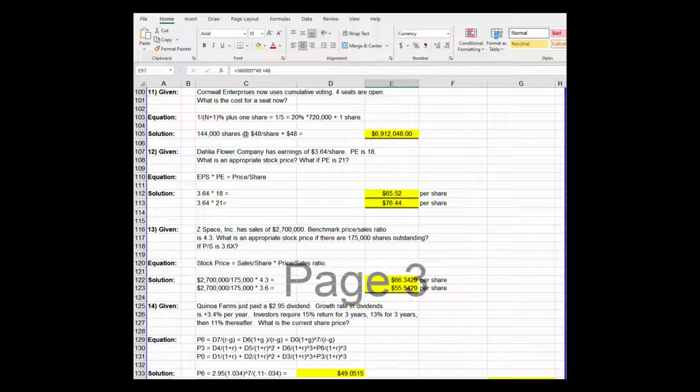If it's cumulative voting, like this company, Cornwall now is using cumulative voting. 4 seats are open for election. What is the cost now if you want to guarantee yourself a seat on the board? It's 1 over n plus 1. Turn that into percent plus one share. So 1 over 4 plus 1 is 1/5, or 20%. Turn it into a percent plus one share. So I take 20% of the 720,000 shares outstanding and plus one share. 20% of 720,000 is 144,000 at $48 a share plus an additional share.